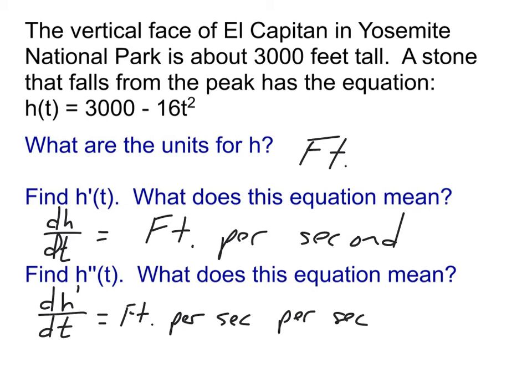One other thing I do want to mention, though, because the notation can be a little bit weird: feet per second per second as a unit can also be written as feet per second squared. So when you see feet per second squared, that's what it really means. It means feet per second per second.